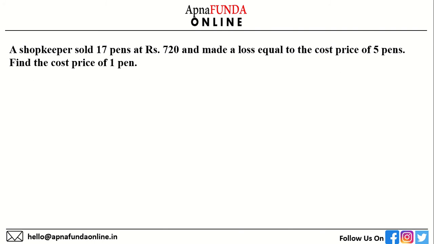What I know is that on selling 17 pens at 720, I made a loss, which is the cost price of 5 pens. Now, can I say that the selling price of 17 pens, correct? On this, I made a loss of cost price of 5 pens. So can I say by the formula, cost price of 17 pens minus selling price of 17 pens is equal to cost price of 5 pens?